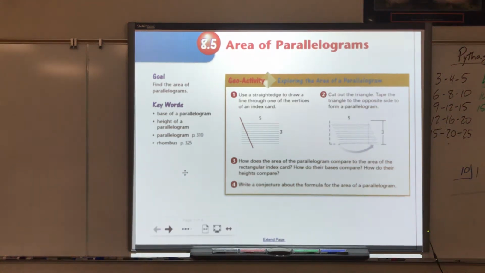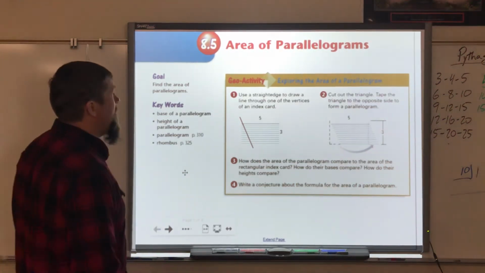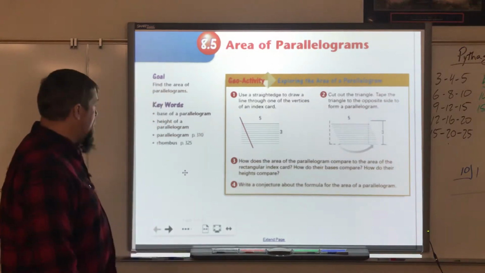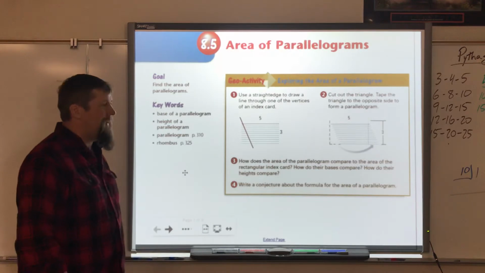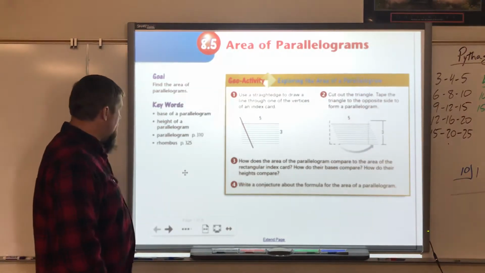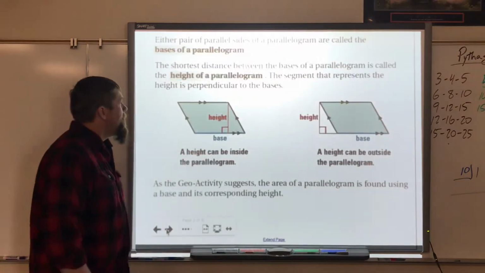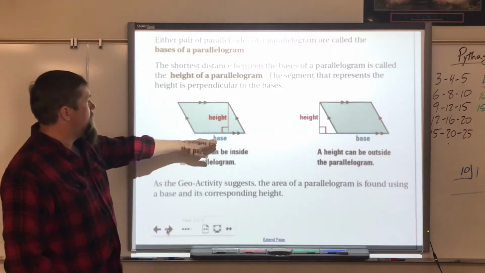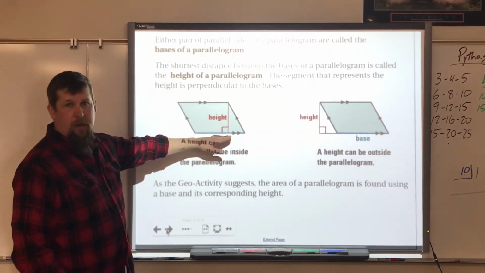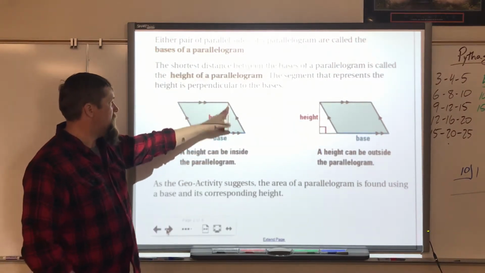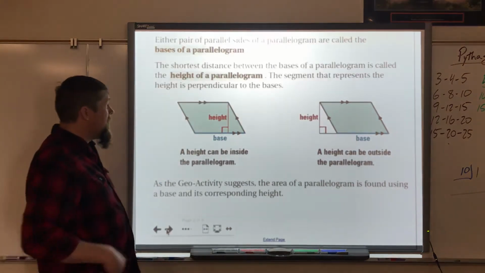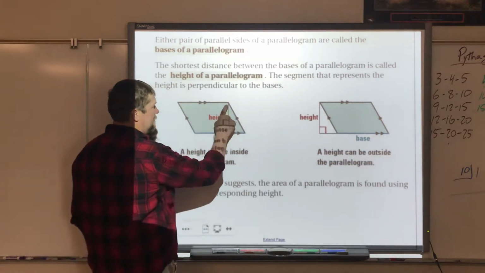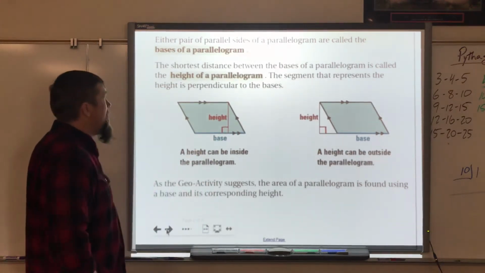Today's lesson is 8.5, areas of parallelograms. And we've talked about areas of rectangles already, so it's a lot the same as that. The base of a parallelogram is the bottom side. The height, of course, is the distance between the two parallel sides. And the height is always a perpendicular distance to the base.